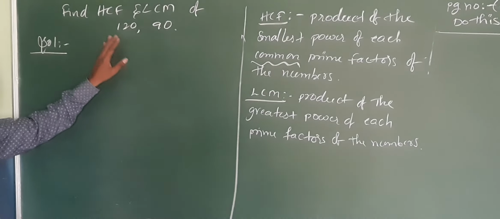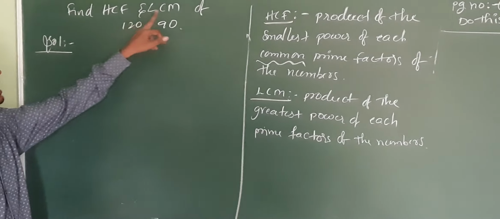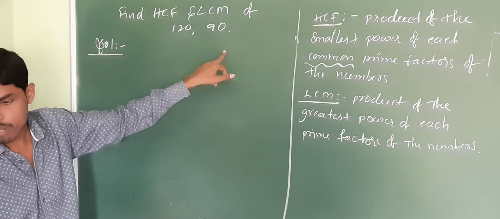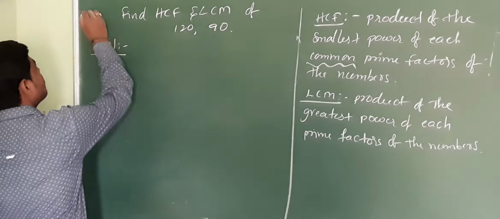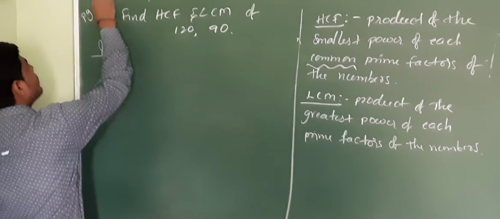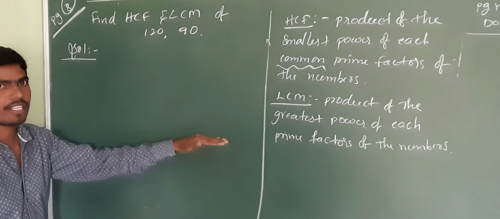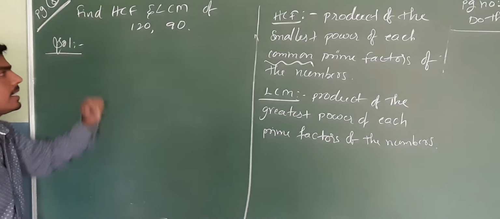Next, one more example problem. Find the HCF and LCM of 120 and 90. This is one of the problems to do from page number 8. So go with the solution. What step do we have to take first? Change them into prime factors.